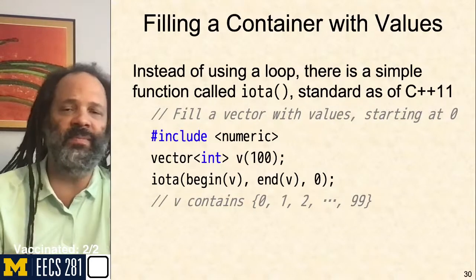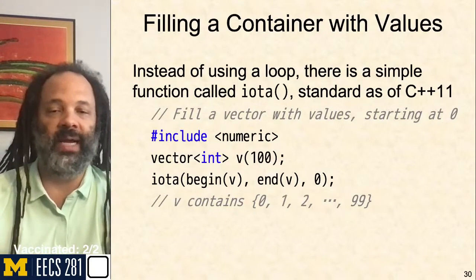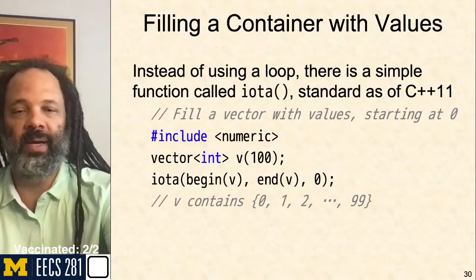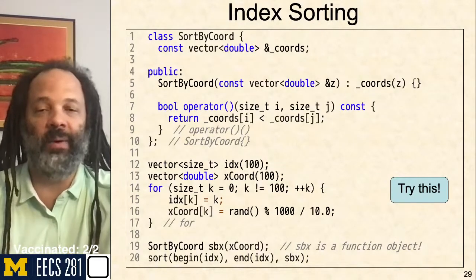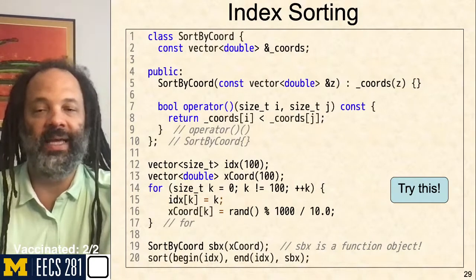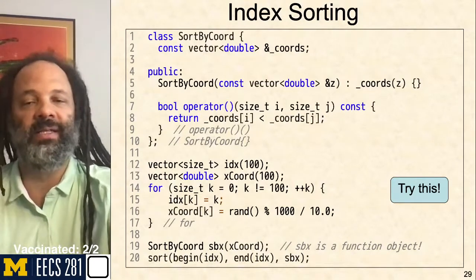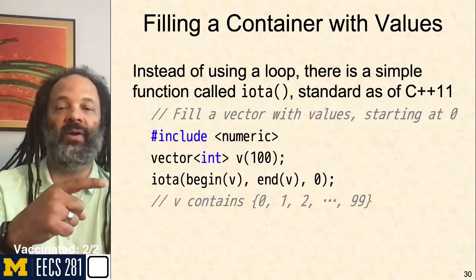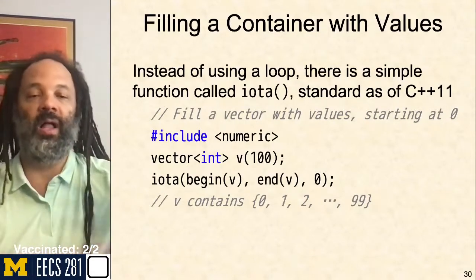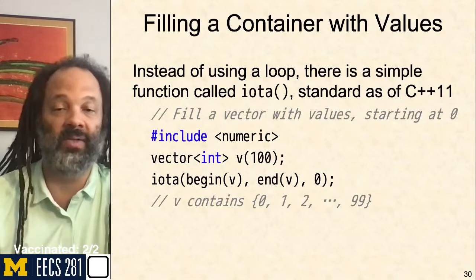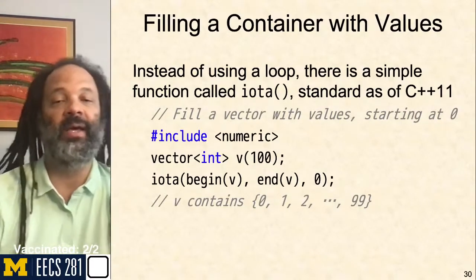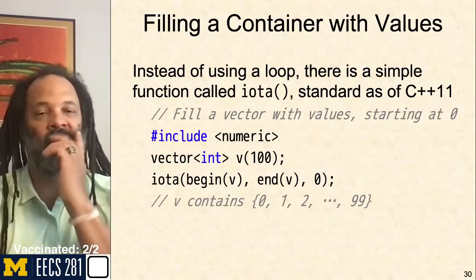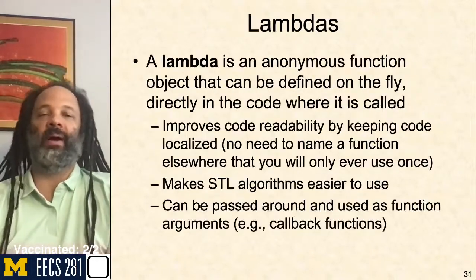You can fill a container with values. This is just a nifty aside. You can fill a container with values from beginning to end, starting at zero, with iota, which I would have done on the previous slide because we did fill index with 0 to 100. But since there was already a loop that was being used, it was easy enough to just incorporate that in line 15 there. However, if I was just trying to fill a vector standalone by itself, it would be faster to use iota, which is just an STL function that uses ranges and iterators to fill something with 0 to 1 to 2 to 3 to 4, all the way up to n minus 1. Whatever you pass in as that third parameter is where it starts. So if you want to start counting from 1 or you want to start counting from 1,000, you update that third parameter and it fills the range from beginning to end by incrementing by plus 1 every time. That's what iota does. Nifty little function. It's in numeric, include numeric.